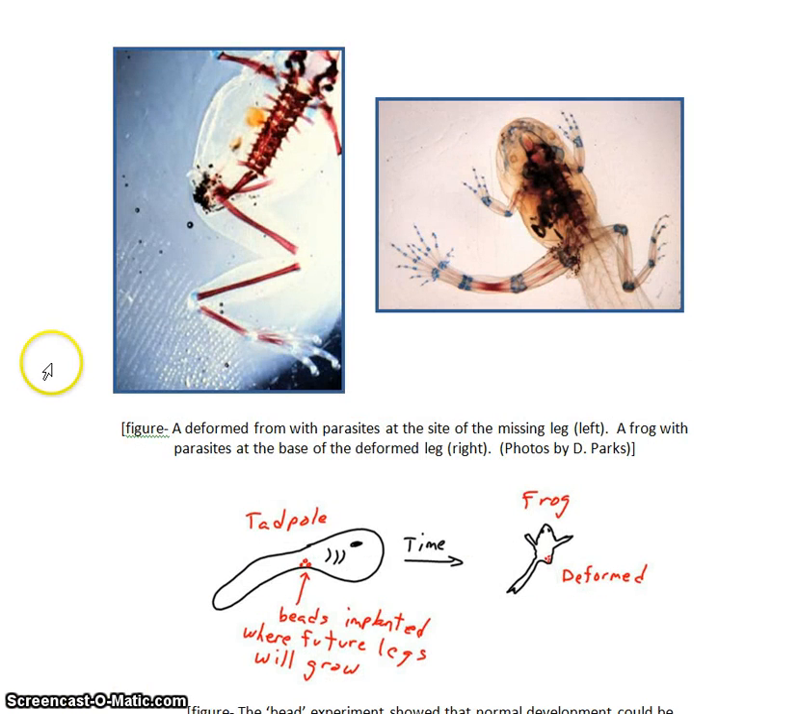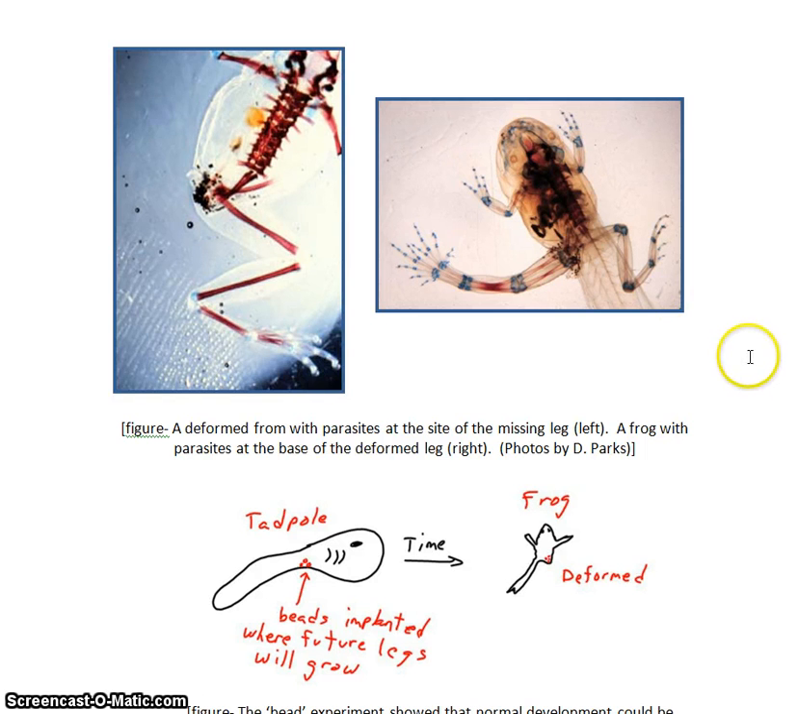So other researchers were closely examining some of the deformed frogs, and they would find that right at the place where a leg was supposed to be but wasn't growing, they would find evidence of parasites. And even when, say, a frog was growing an extra leg, there were parasites right around the region where the extra leg was growing. And so this supported the parasite hypothesis.